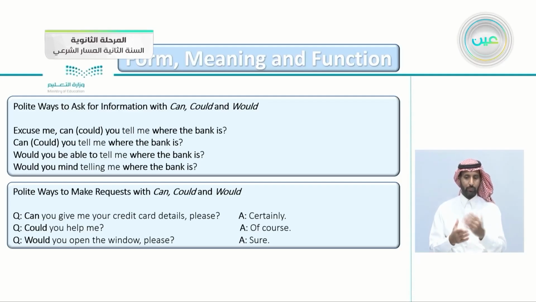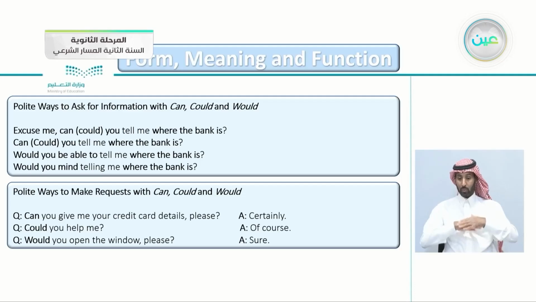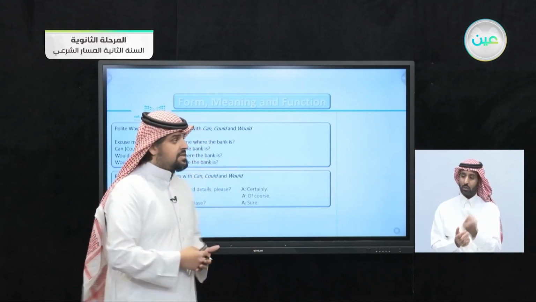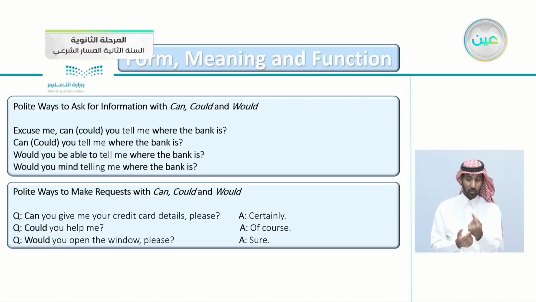Next is polite ways to make requests with can, could, and would. So it's not asking for information now. Now you're making a request. You want something from someone. Again, polite ways to make requests with can, could, and would.